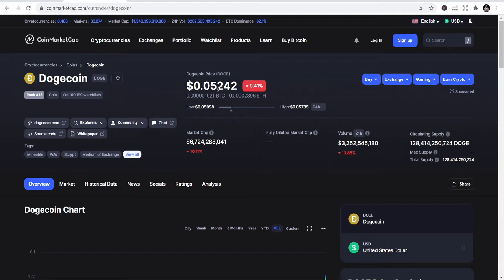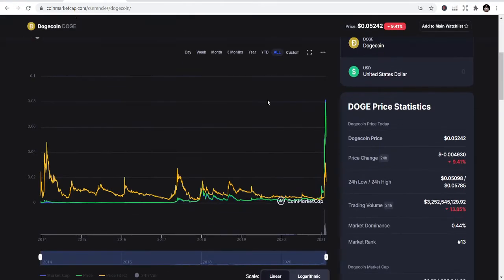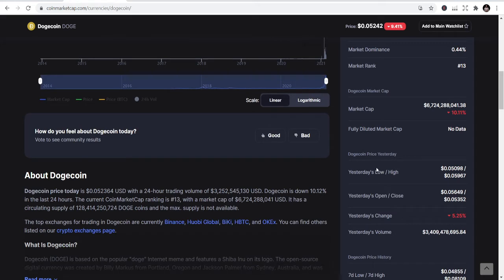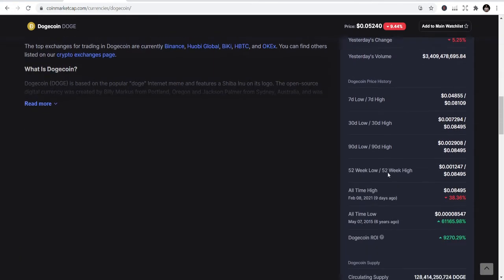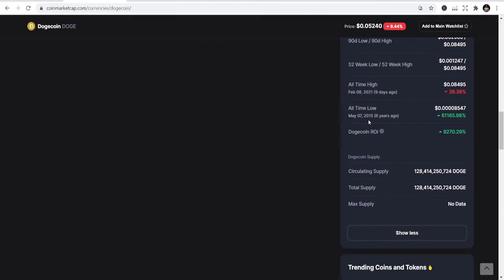The price is 0.05242 now. And let's look at its history. When you look at its history, then you can do your analysis and also look at some of the news that are back in this history. So you can see that on May 07, 2015, 6 years ago, Dogecoin price was 0.0008547. The zeros are three after the decimal point.